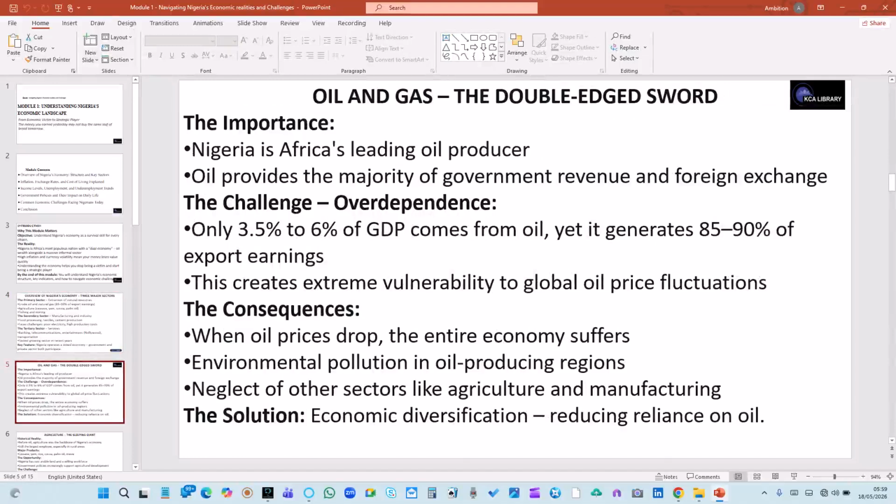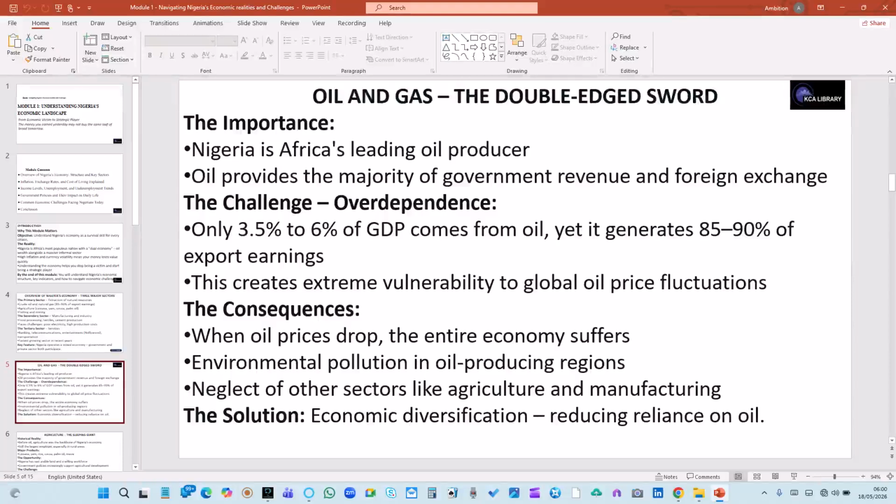The importance there is that Nigeria is Africa's leading oil producer. Oil provides the majority of government revenue and foreign exchange. The challenge in the oil and gas industry is over-dependency. Only 3.5 to 6% of gross domestic product comes from oil, yet it generates up to 85 to 90% of export earnings. This creates extreme vulnerability to global oil price fluctuation. The consequence is this: when oil prices drop, the entire economy suffers.